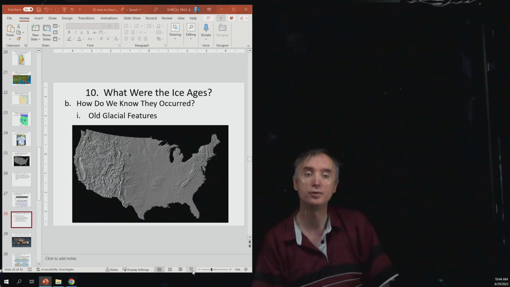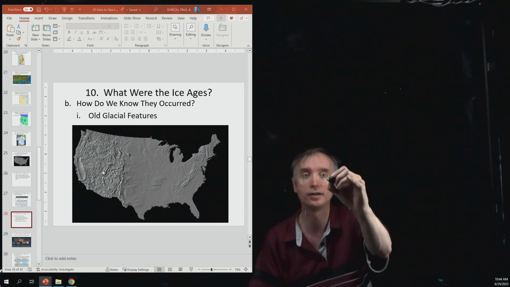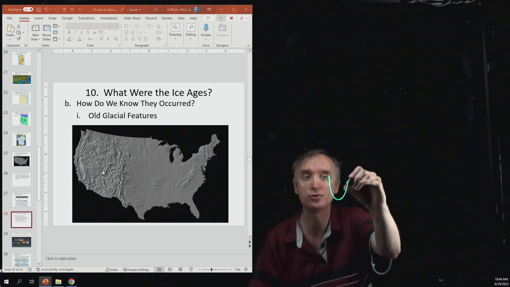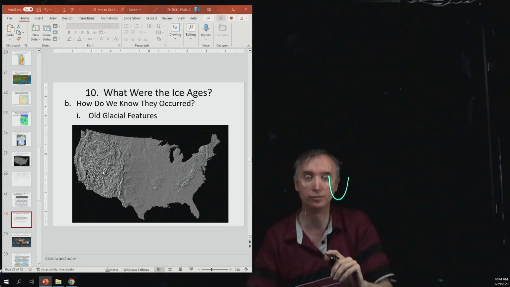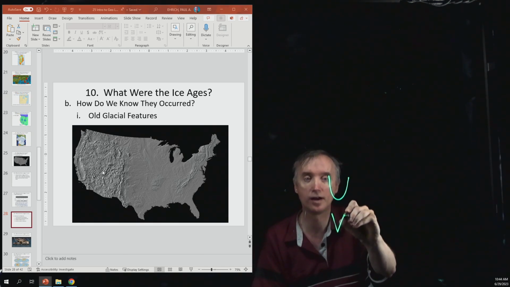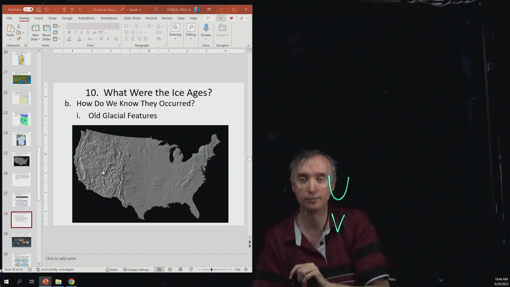So how do we know that the ice ages occurred? Well, for one thing, we look for old glacial features. If you go to the Rocky Mountains here in the United States, you're going to find valleys that are U-shaped. That's because a glacier had moved through and turned the V-shaped valley into a U-shaped valley.